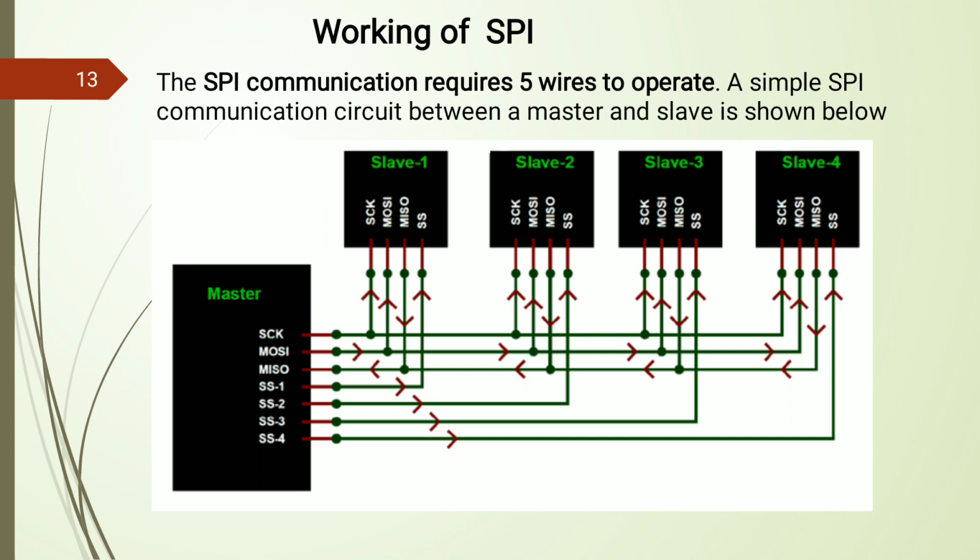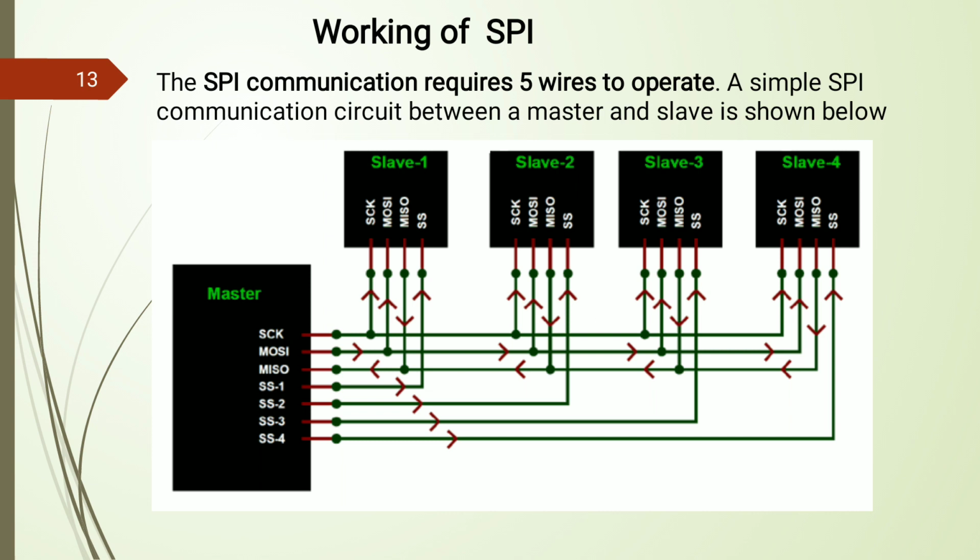After that, for each slave in SPI communication there is a necessity of an SS connection, that is slave select. So for activation of slave 1, it is necessary to send the signal on SS1. For activation of slave 3, the master should send the initial signal on SS3 like this. So SS, the slave select connection, is also required between master and slave in SPI communication.